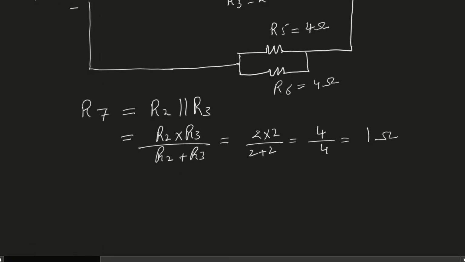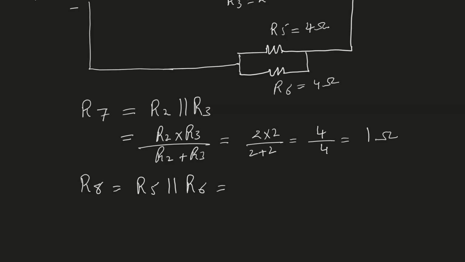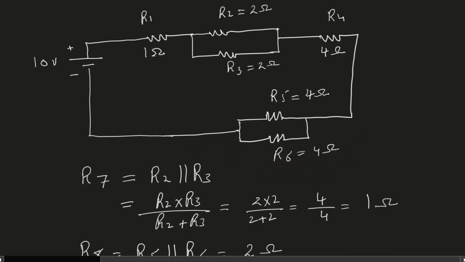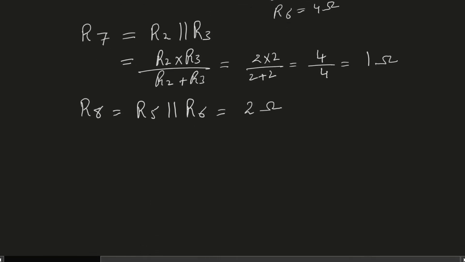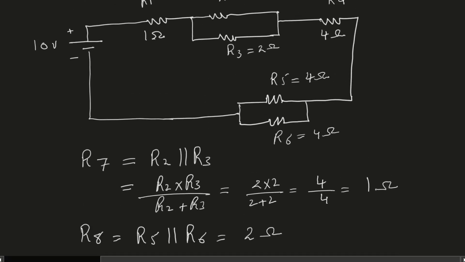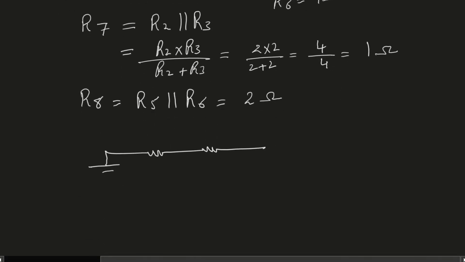The other one is R5 and R6. So let's give it a different name, and that will be R8, which is a parallel combination of R5 and R6, which will be half of 4. You can solve it, and you will see that that will be equal to half of 4 ohm. So therefore, this will be 2 ohm. All right, so my circuit will now have R1, then R7. So the new circuit will look like this: R1, R7, and then we have R4, and then R8.